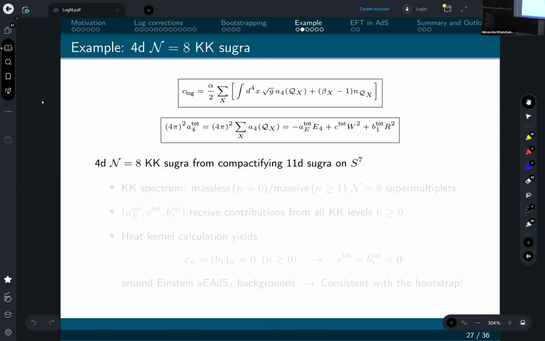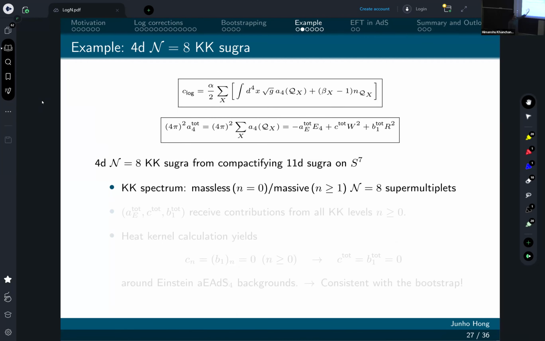N equal 8 Kaluza-Klein supergravity from compactifying 11D supergravity on S7. What is the spectrum? For this supergravity case, the spectrum is N equal 8 supermultiplets, labeled by Kaluza-Klein level n, massless or massive, but countably infinite. Then this A, C, B1 coefficient receives contribution from all this spectrum. B2 I cannot compute because for the gravitational calculation I assume Einstein-Maxwell. So let's focus on the Einstein case.